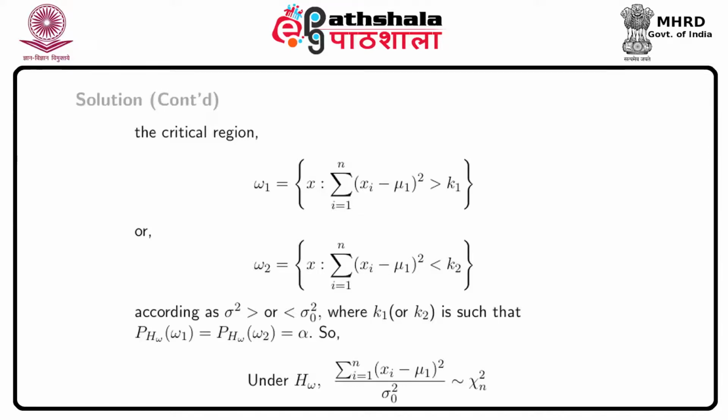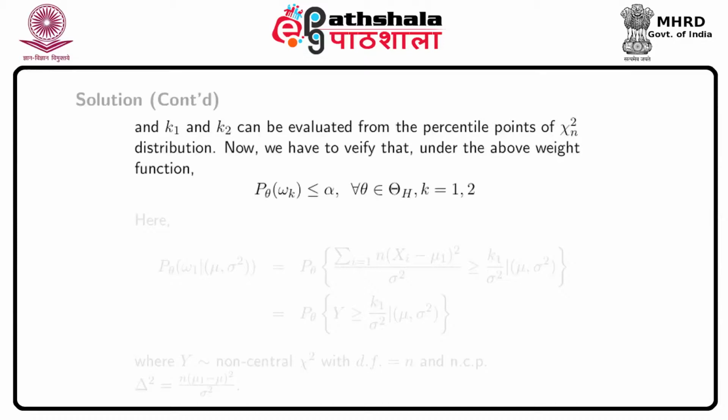So under HW, summation (xi minus mu 1) whole square divided by sigma naught square follows chi square with n degrees of freedom, and k1 and k2 can be calculated from the percentile points of the chi square n distribution. Now we have to verify that under the above weight function, the probability measure under theta of Wk is less than or equal to alpha for all theta belonging to omega H, for k equal to 1 and 2.